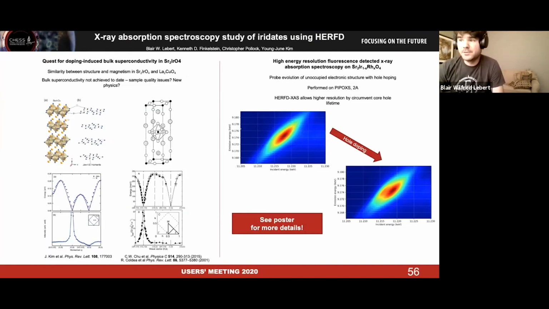Hello, my name is Blair Liebert from the University of Toronto, and my poster discusses our group's latest work on studying iridates on the PIPCOX beamline. In particular, we studied strontium iridate, the well-known spin orbital Mott insulator.